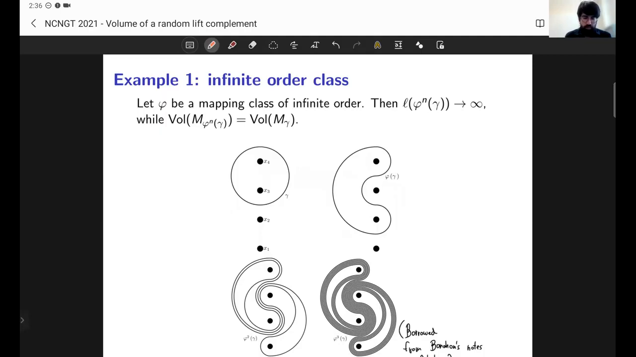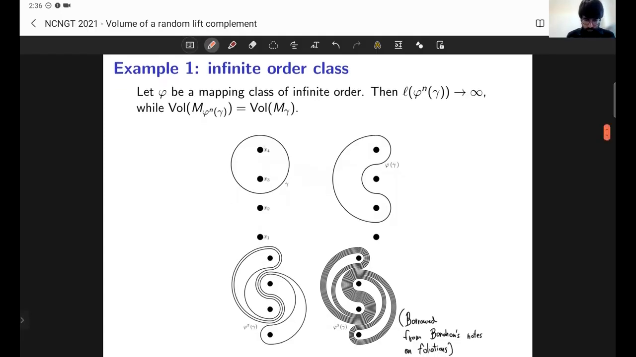So take a filling closed geodesic on the surface and take a mapping class of infinite order. I mean, the typical example is to look at this four-punctured sphere, for example, and take this curve that goes around two of the punctures, and then take a half twist that switches these two. And so you obtain this new curve, and then keep doing the same operation. So apply this half twist again.